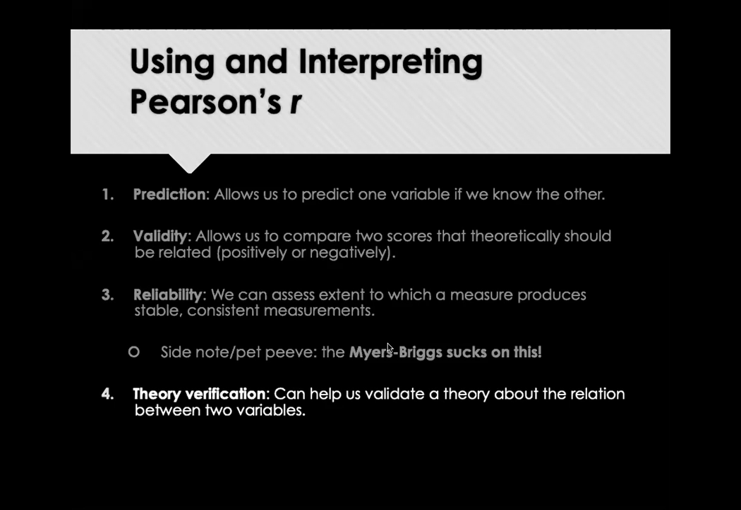Okay, I was talking about theory verification. Prediction, validity, reliability, and theory verification are always really useful ways of using correlation. So even though correlation is limited in that it does not indicate a causation relationship, it can be really useful in other ways.